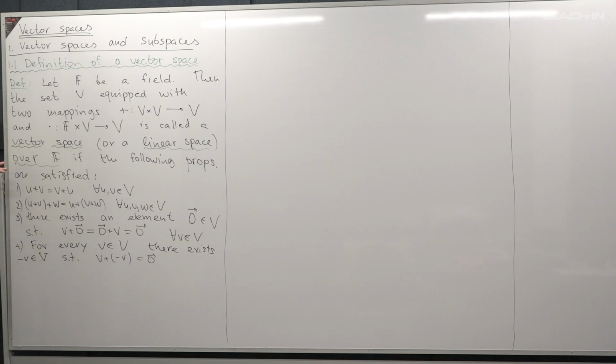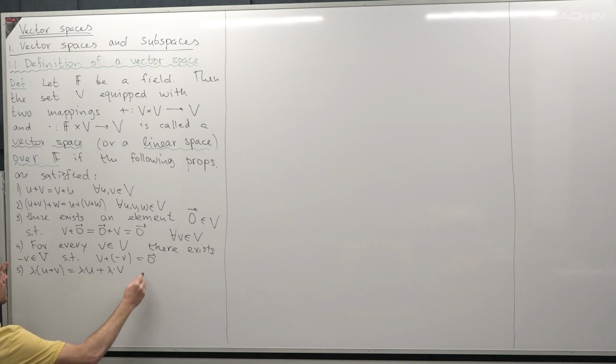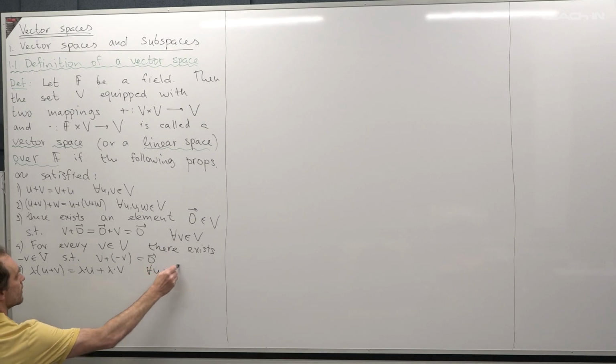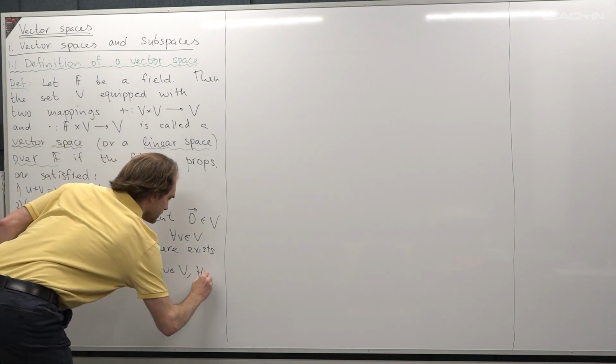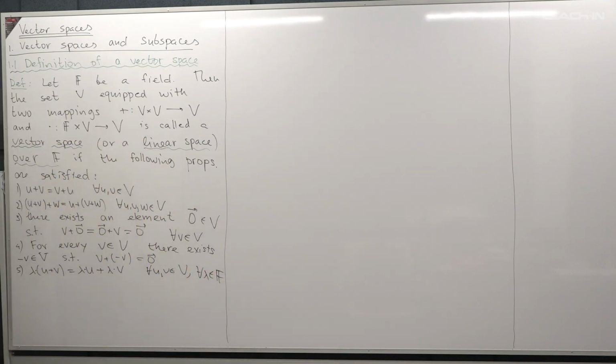Okay, so we can observe that these four properties mean nothing but the fact that the set V forms an abelian group with respect to this operation. But this is not enough to define the structure of a vector space. We need more properties, and so the fifth property would be that lambda multiplied by (u plus v) equals lambda multiplied by u plus lambda multiplied by v for all u, v from V, and for every lambda from the field. So here we introduce the elements from the field.